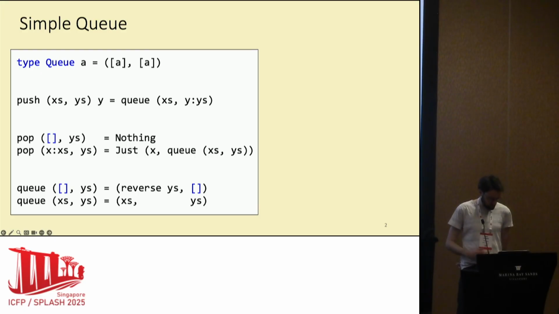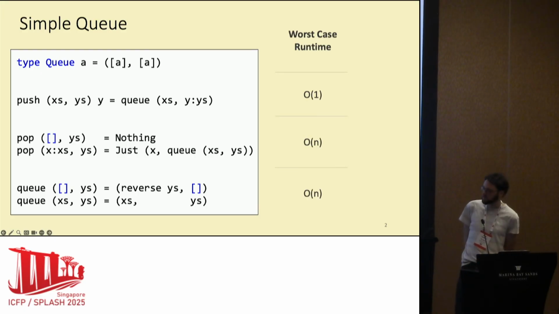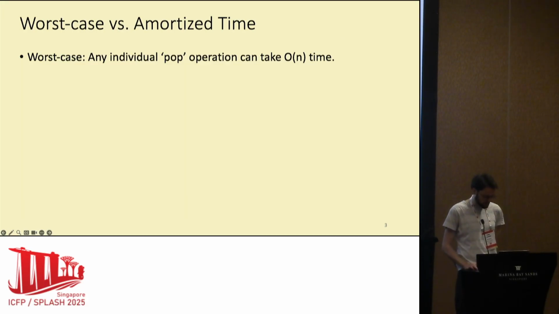But it does have a bit of a problem, namely that the worst case runtime of this is not so good. So of course pushing is very quick, you just add a constructor there. But then popping can be quite expensive, because you might have to reverse the entire back list. And so the question is, is this actually a good queue implementation after all? And so if we think about this worst case, we might think actually not, right? Any individual pop operation might take a long time.